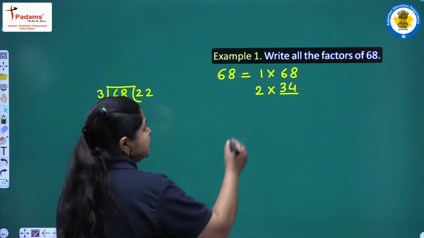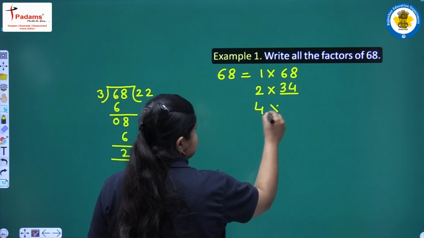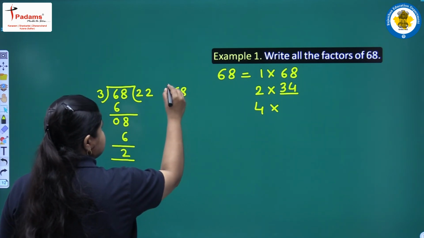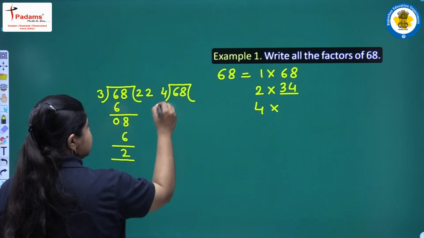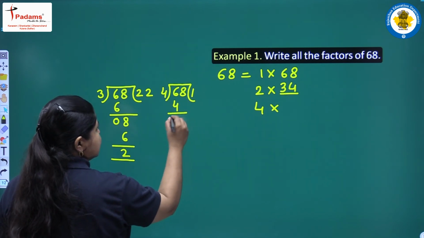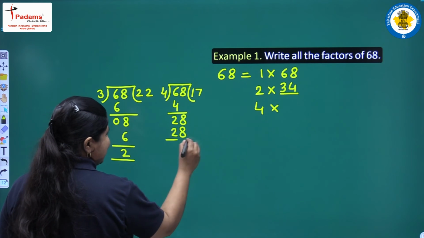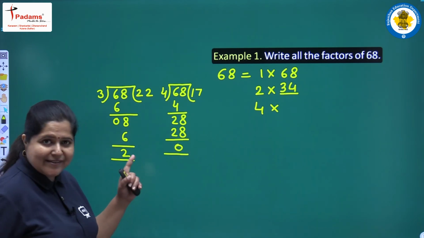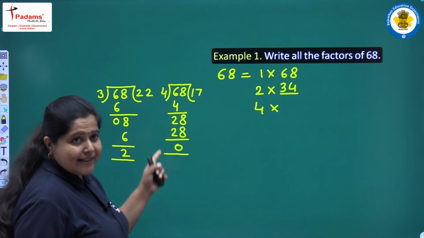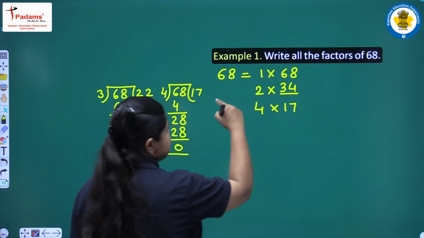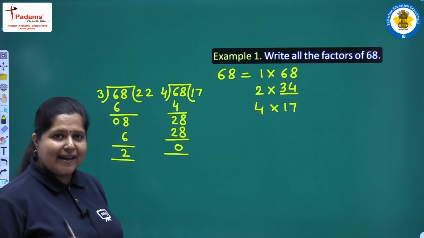Then we move on to 4. Let us divide this 68 by 4. This you have to do in your rough part. 4 1s are 4, 2 8, 4 7s are 28. Yes, we are getting the remainder 0 and now this division is complete. So we can write here 4 17s is 68.